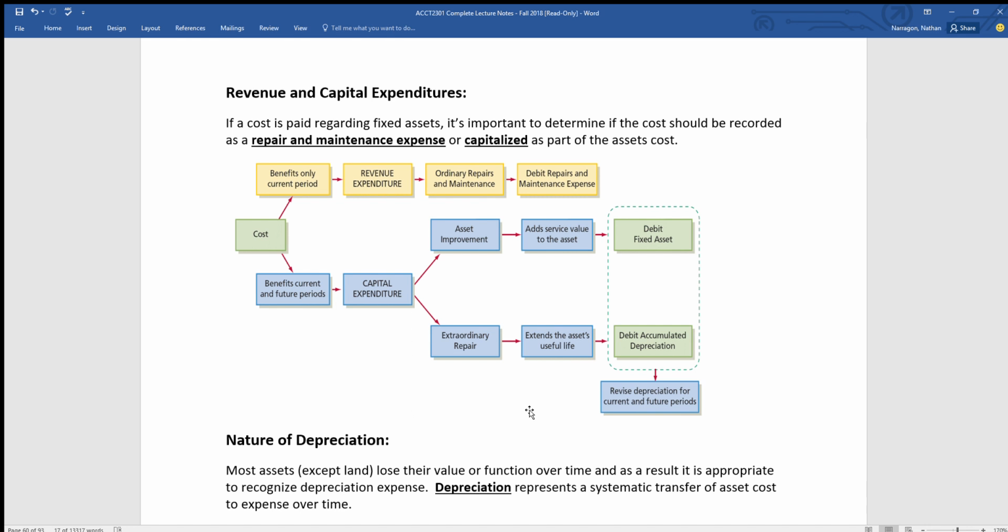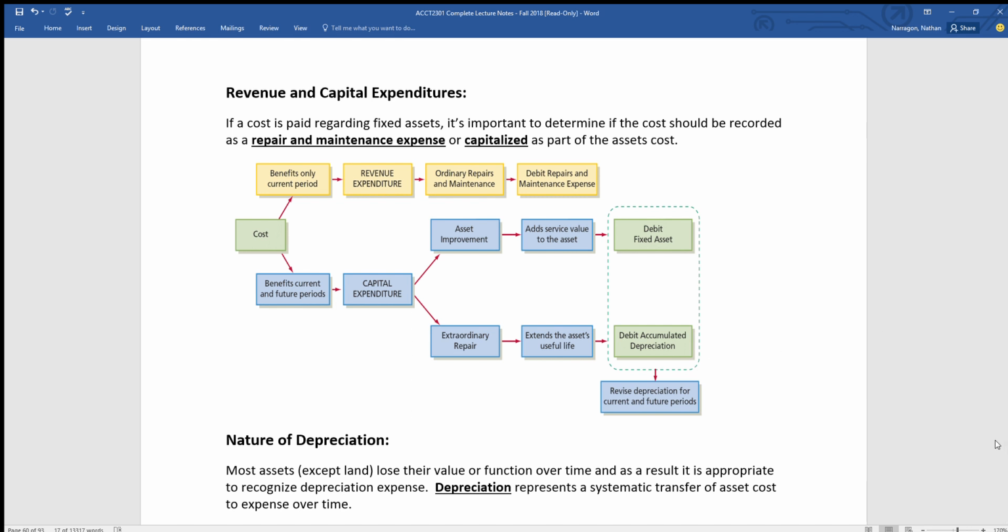But when we're looking at this, when an engine or transmission goes in a vehicle and we decide to repair it, that is going to be known as an extraordinary repair. And this is going to actually extend the asset's useful life, and it's going to basically revise depreciation for those periods. Again, the life got extended. So it does say debit accumulated depreciation, which we are going to, mostly because we're going to have to revise all the depreciation. So depreciation is not the same because it's been extended. So we're going to have to do a little adjustment when those situations happen.